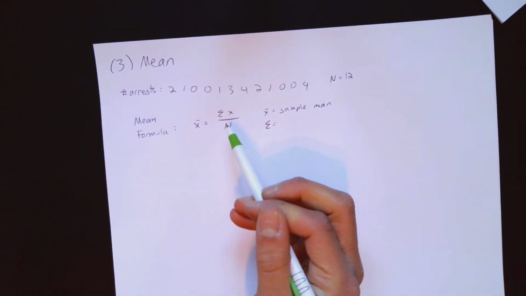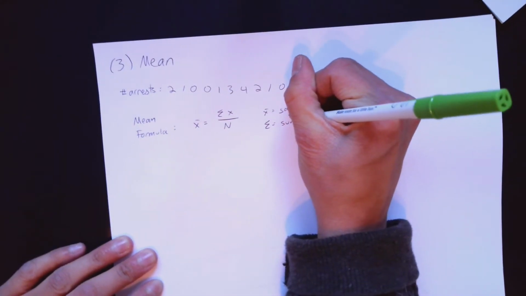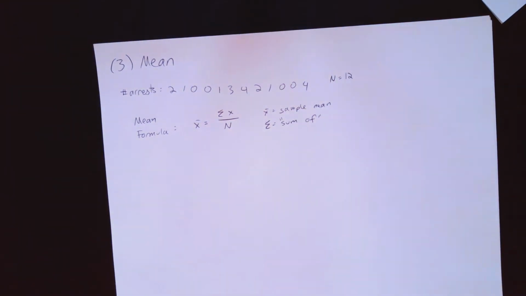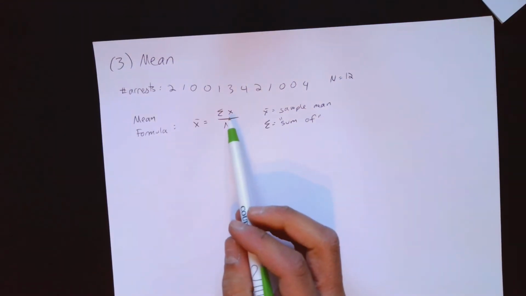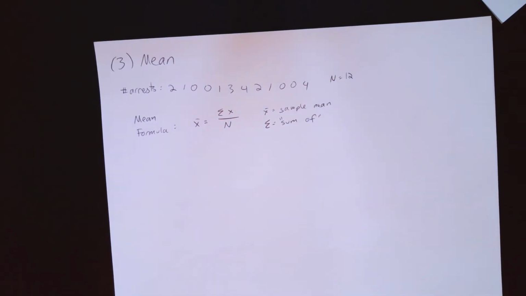This thing here that looks like a large E is the Greek letter sigma. And sigma means sum of when you're working with equations. So it means you're going to take the sum of whatever comes after it. In other words, you're going to take whatever comes after it and you're going to add it all up together.